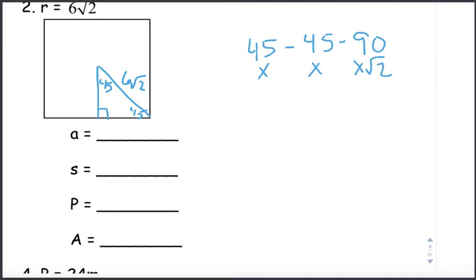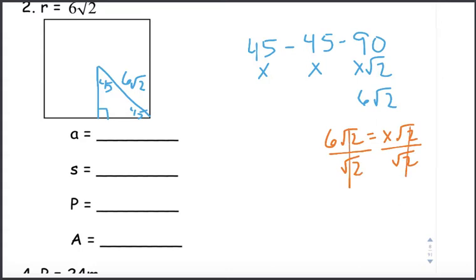6 root 2 is across from the 90, so we put that underneath the 90 in our special right triangle here. So 6 root 2 is equal to x root 2, and when we divide by root 2 to figure out x, those root 2's cancel, and we see that x is just 6. So each of these pieces of the triangle are 6. Since half of the side is 6, the whole side will be 12.